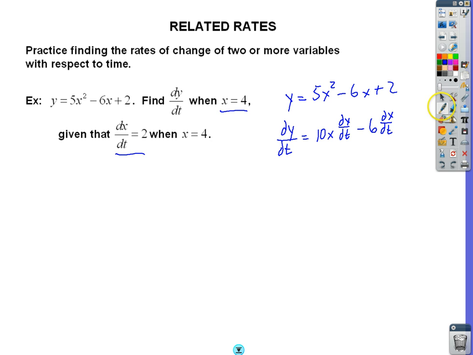What I'm going to have here is dy/dt is equal to 10 times 4 times 2 minus 6 times 2. So I have here 80 minus 12, which is equal to 68. So dy/dt when dx/dt is 2 and x equals 4 is 68. All right, so now we're going to actual problems.